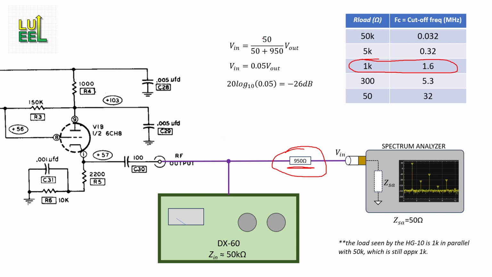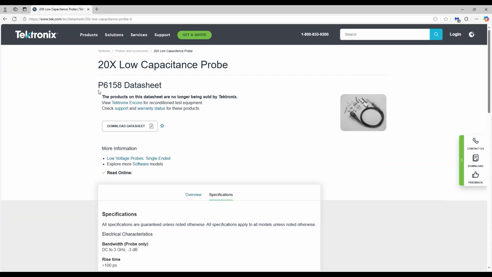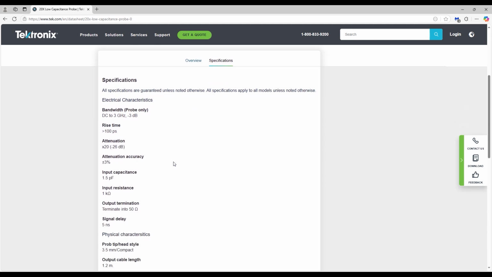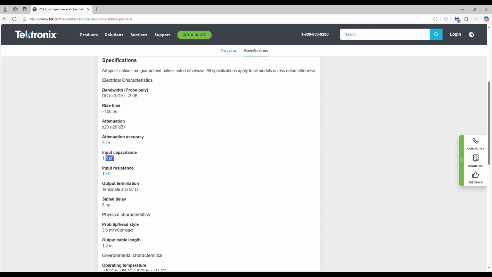However, that 950 ohms of series resistance drops the signal at the SA by 26 dB. That's painful, but there still might be some useful information left. Passive probes that incorporate 950 ohms of series resistance are commercially available. Tektronix made a probe just like that, the P6158. It's called a 20 times probe because it divides the signal input voltage by a factor of 20, or 26 dB. It also has very low parasitic capacitance, only 1.5 picofarad.